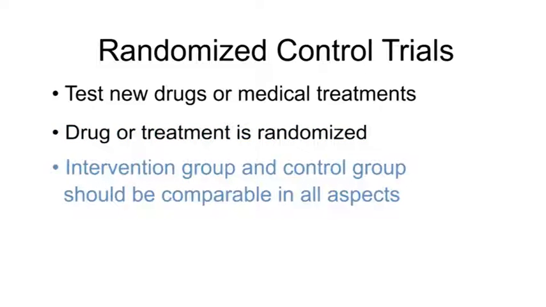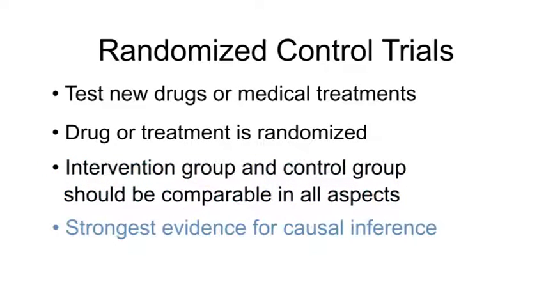Also, the intervention group and the control group should be comparable in all aspects except the intervention itself. For example, the proportion female and the age distribution would be very similar in both the intervention and the control groups.